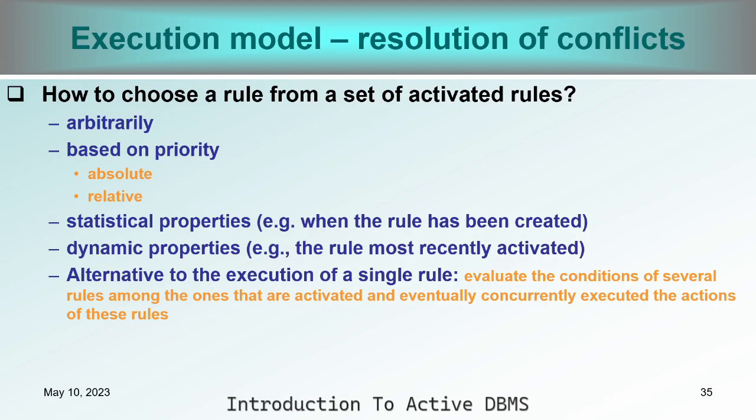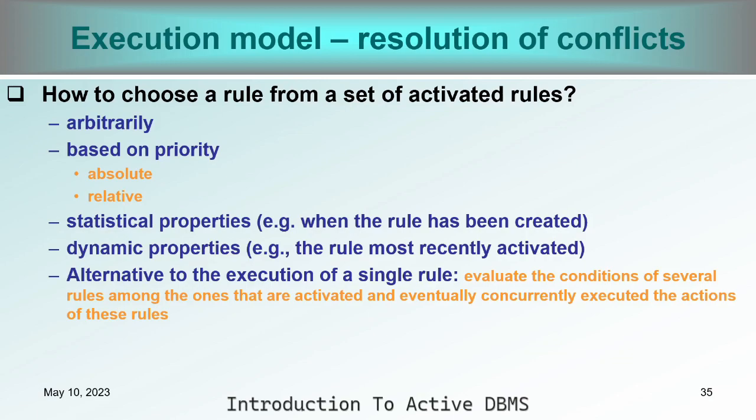So how do we choose a rule from a set of activated rules? It can be arbitrary or random, or it can be based on some priorities, like when the values are defined in absolute and relative quantities, or it can be based on some statistical properties from when the rule was created, or on some dynamic properties, like the most recently activated rule, or it can be based on execution of a single rule. You can set it on a single rule as an alternative.